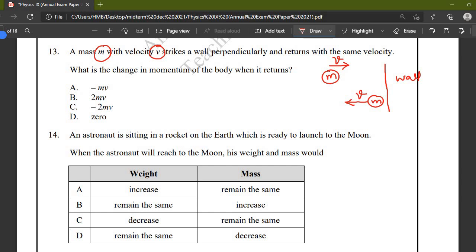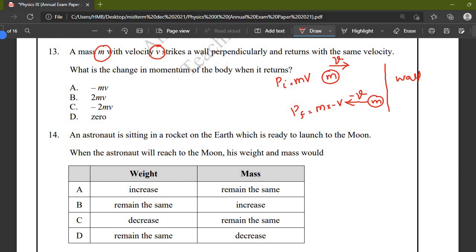Let's say the initial velocity v is positive, so the final velocity will be negative because the ball is moving in the opposite direction. Initial momentum will be equal to mass times velocity, and the final momentum will be equal to mass times velocity. The difference between their momentum is the direction. Before colliding with the wall, the initial momentum is positive, in the same direction as the velocity. Similarly, the final momentum of the ball is negative, because the velocity is negative.